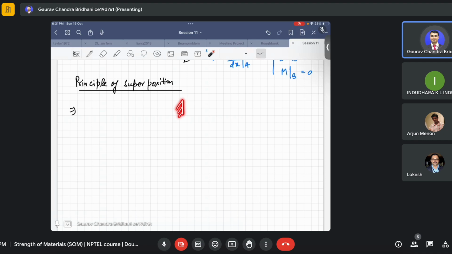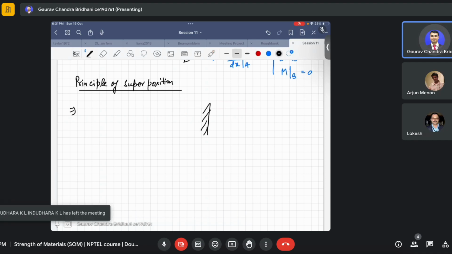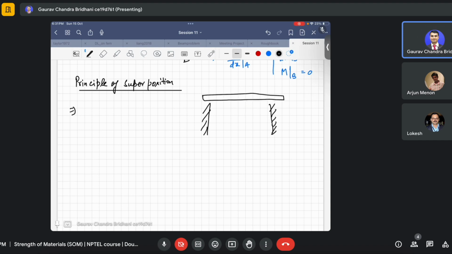You have a fixed beam, and suppose this area is there, some region between these two fixed supports. Now I have to fit a plank. Okay, this is a plank. This plank I have to fit here, because you can see this plank is longer than this region. That means if I have to fit it, I have to make it in a way so that it properly fits like this.